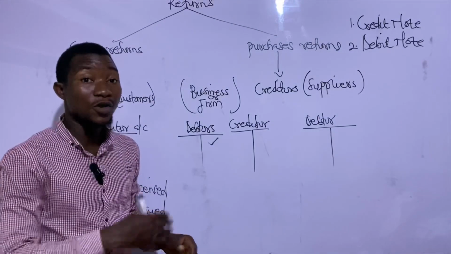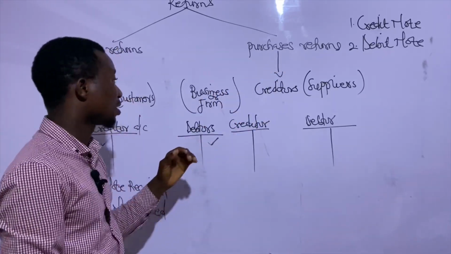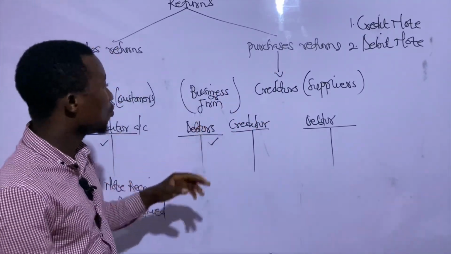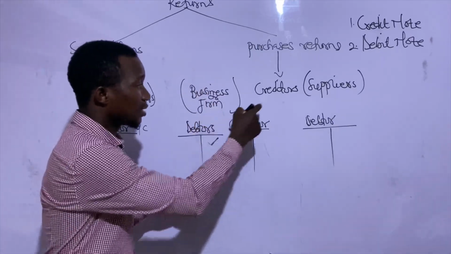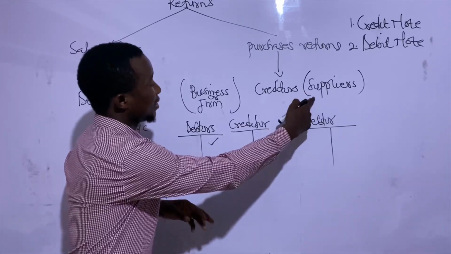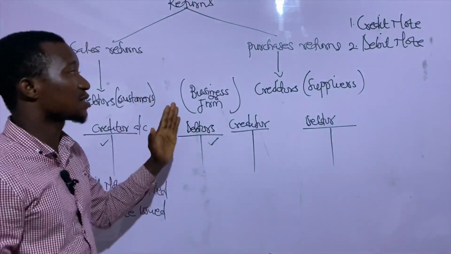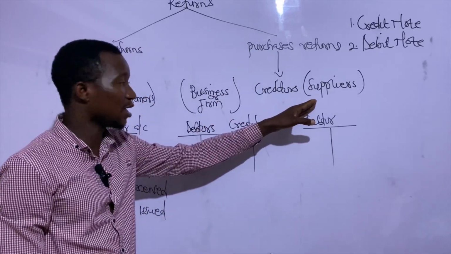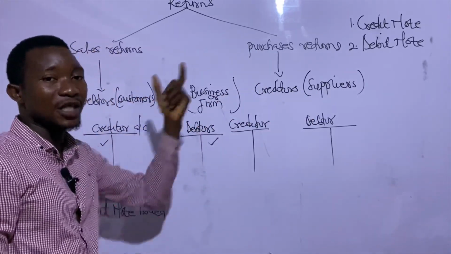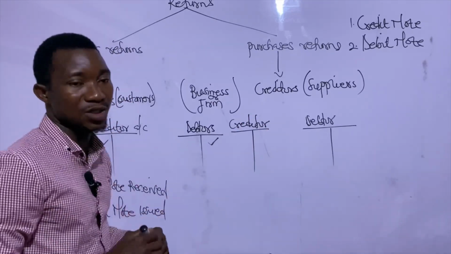Good. On the other hand, let's move to the purchases return. So with the purchases return, we are saying that in the book of the firm, the supplier is a creditor, but in the perspective of the supplier, the firm is a debtor. So when the firm returns goods to the supplier, the firm will attach a note or a document. That document is what we call a debit note.